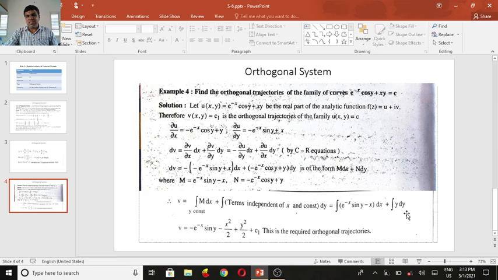So this is a simple example, a simple problem, showing their orthogonality. Similarly, you can go through some textbooks and try the exercises. This is the way to solve for the orthogonal trajectory of the given curve.